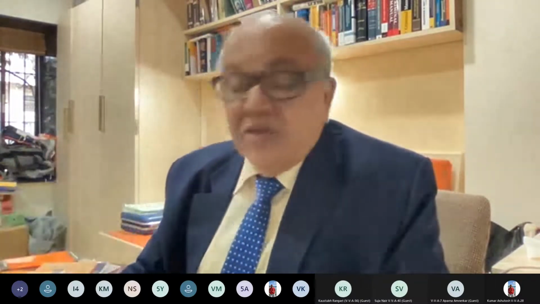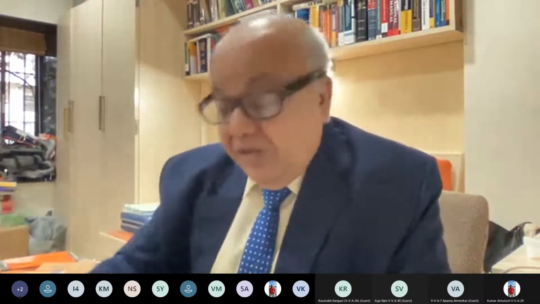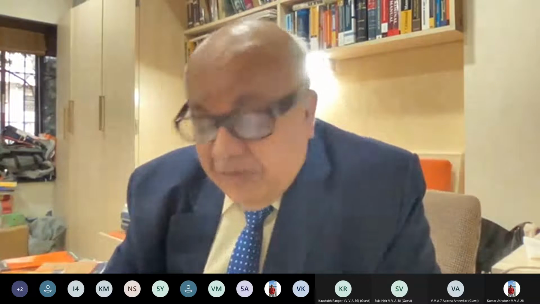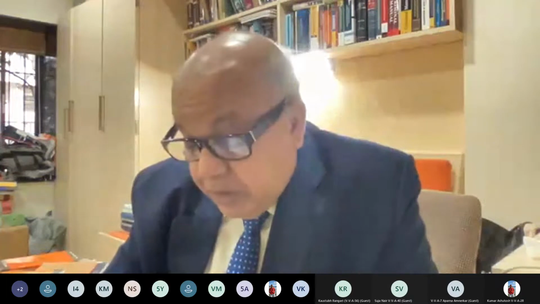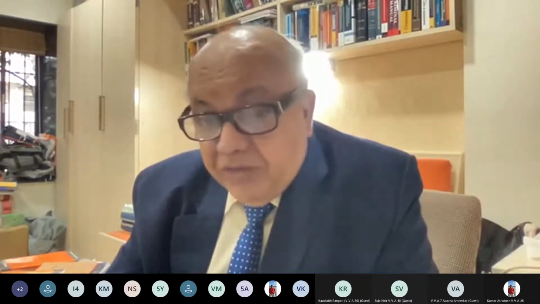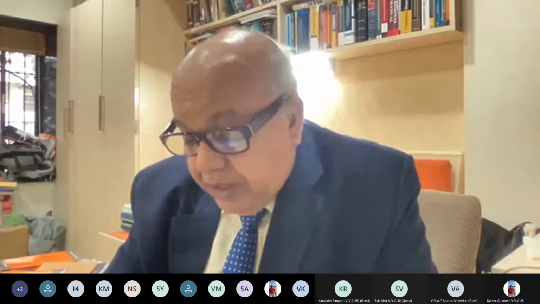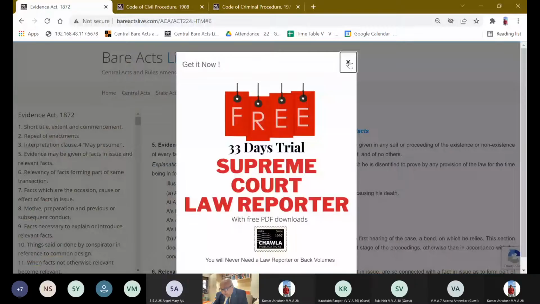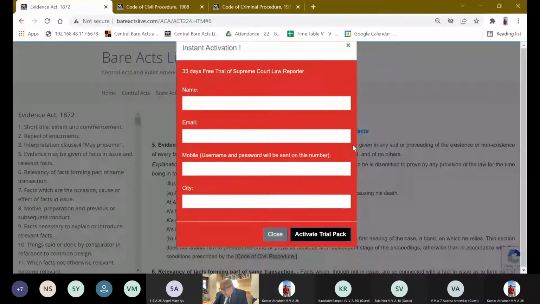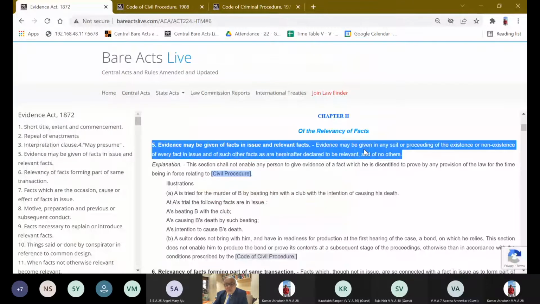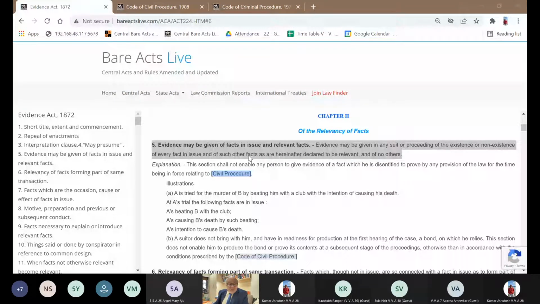Now open section 5. We will read section 5 and explain it to you with the connecting sections. I will connect it with both the CPC and CrPC. Chapter 2, section 5: Evidence may be given of fact in issue and relevant fact. So the definitions you have seen. Then, evidence may be given in any suit or proceeding of the existence or non-existence of every fact in issue, or of other facts as are hereinafter declared to be relevant, and of no other fact.